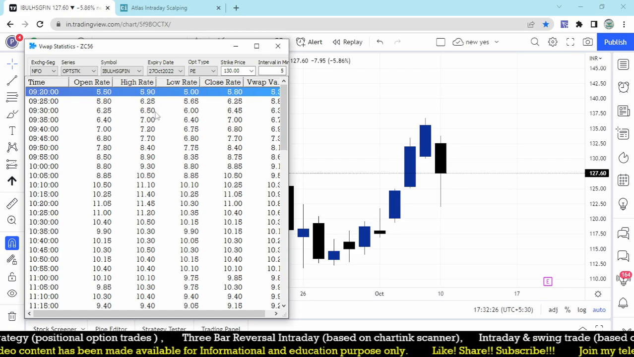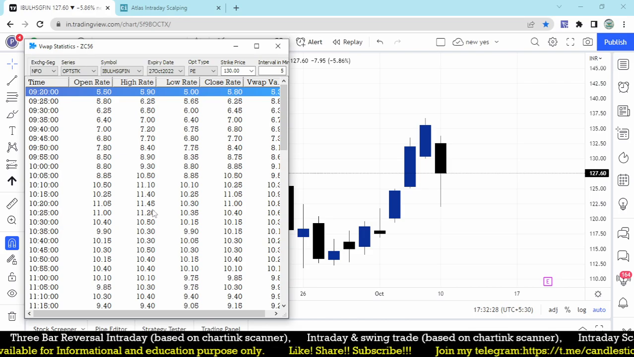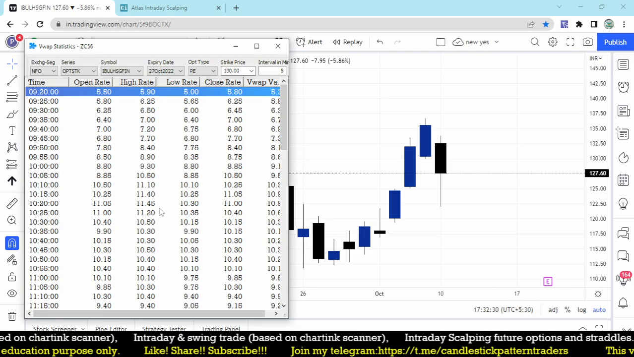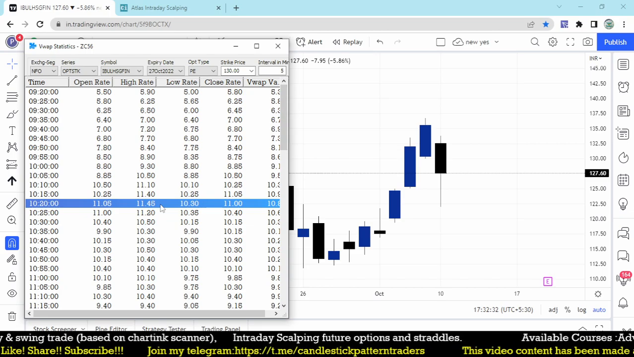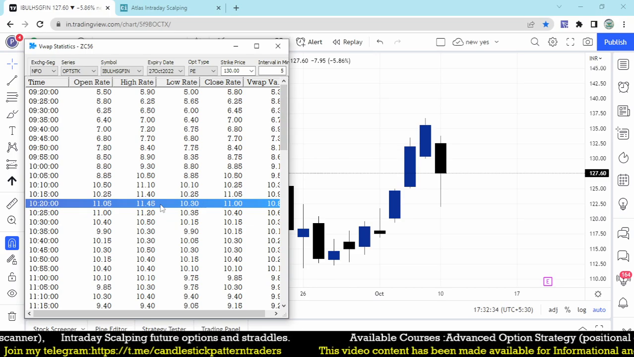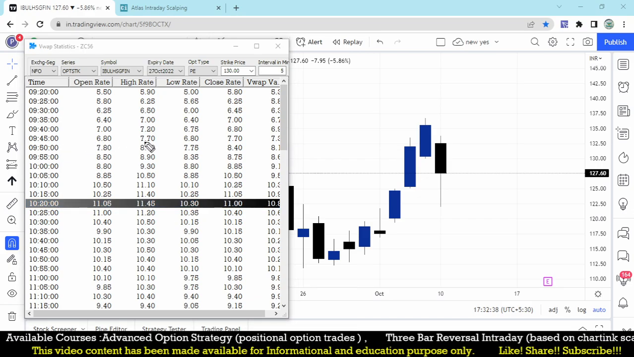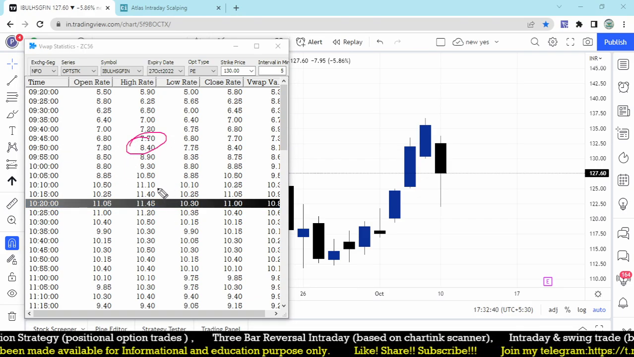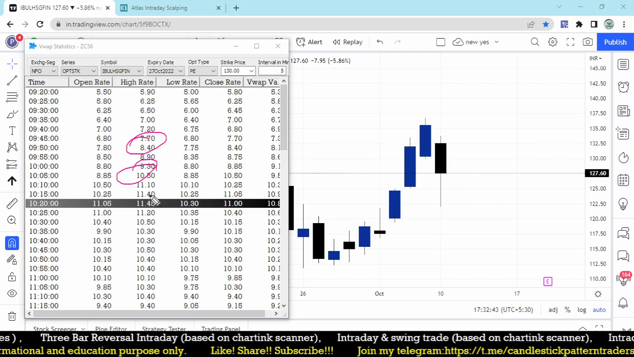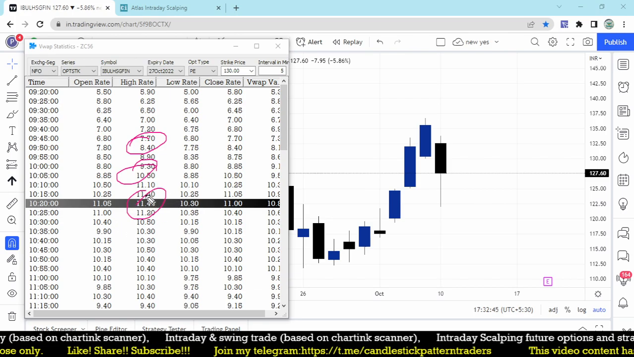So 5, 6, 6.5, 7, 10, 11. It kept on going up until around 10:30. After that the market started recovering. Where I took entry on that option is around 8 rupees at this point, and I immediately exited at 10 rupees, and after that it went up to 11 rupees, because I have already told you.